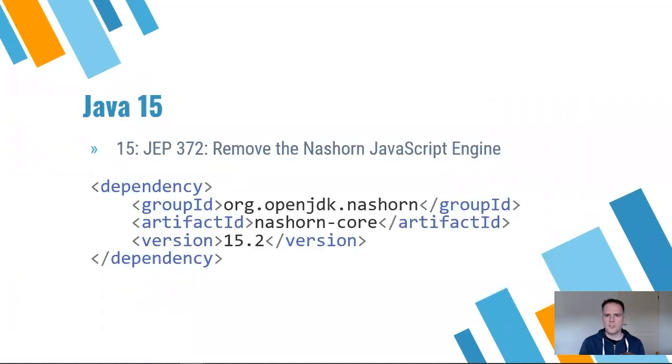In Java 15, the Nashorn JavaScript engine was removed. However, if you still need that functionality, you can simply add the dependency as shown on this slide.